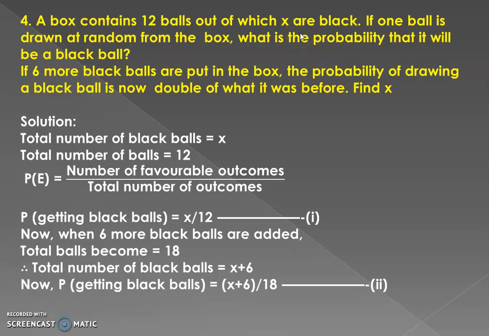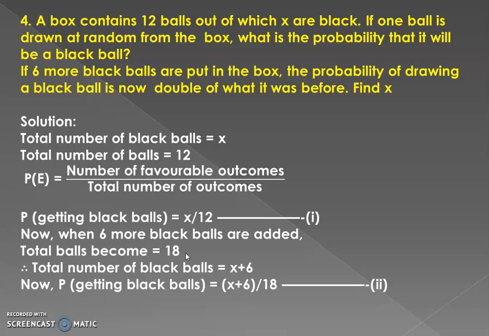So initially it is given there are x number of black balls and totally there are 12 balls. So the probability of picking out a black ball will be x by 12. It will be kept as a variable only, as we don't know what x is. Now in the second case, it is given that 6 more black balls are added to the box. So when 6 more balls are added, the total balls becomes now 18. Because not only black balls are increasing, but total balls are also increasing by 6. So total balls are becoming now 12 plus 6, that is 18.